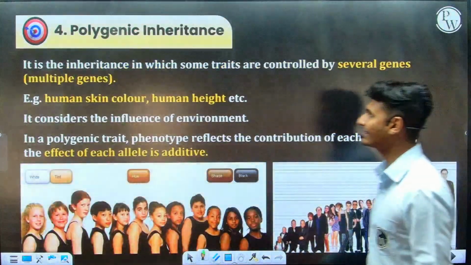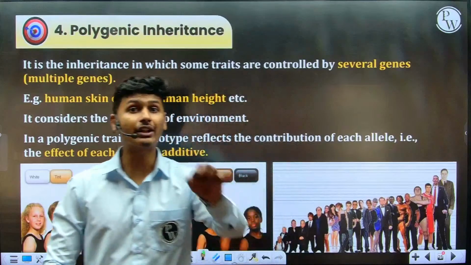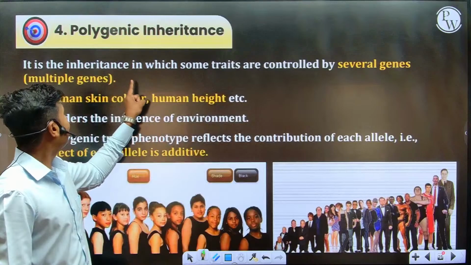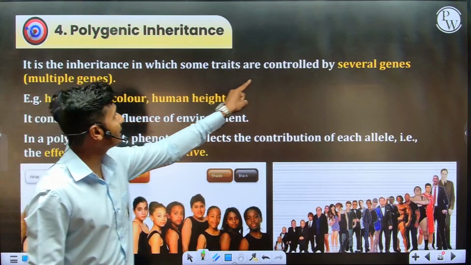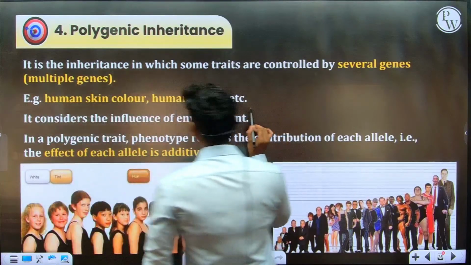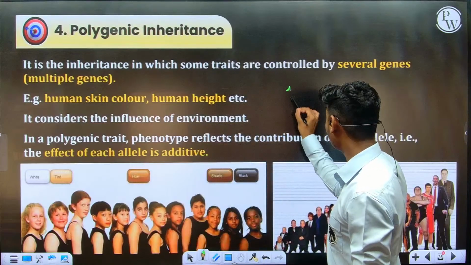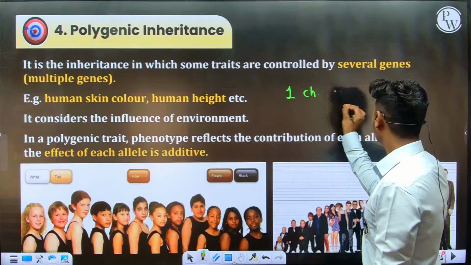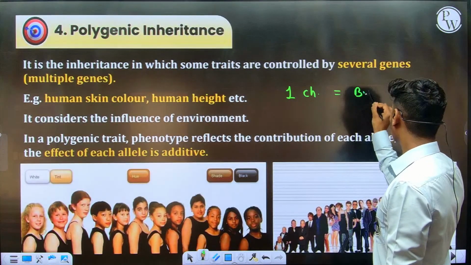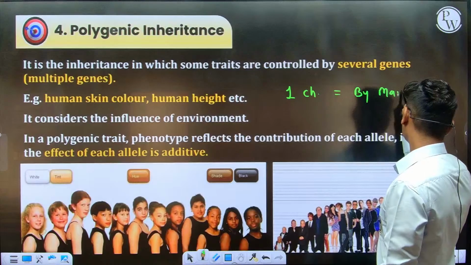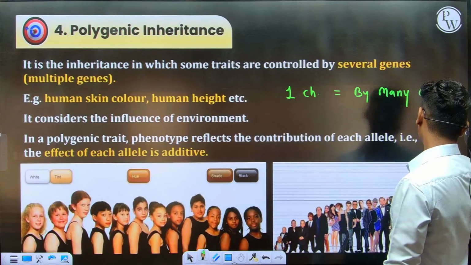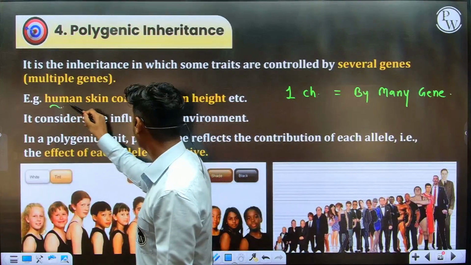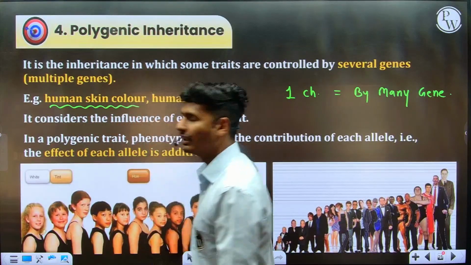Let's come to the next topic, polygenic inheritance. What exactly is polygenic inheritance? Polygenic inheritance is where some traits are controlled by several genes. Means there is one character controlled by many genes. A well-known example of this is human skin color.